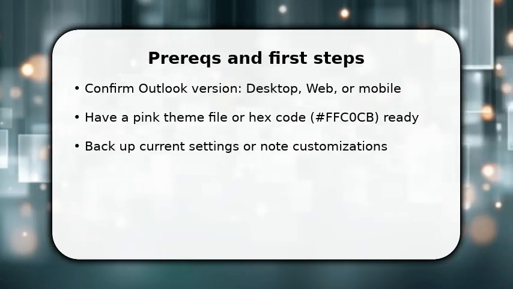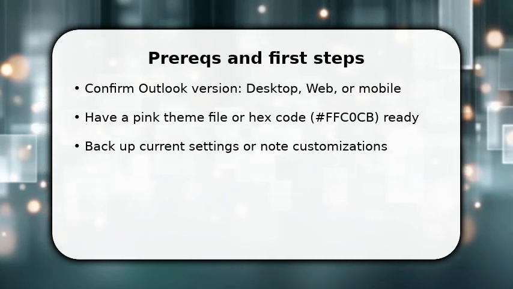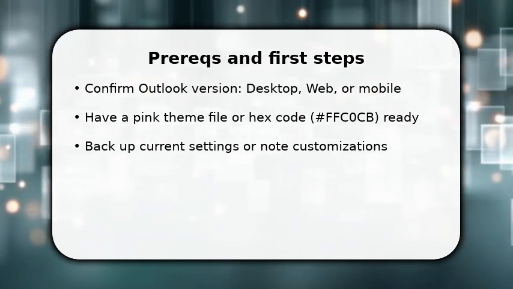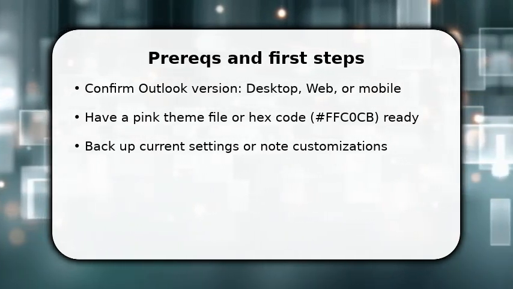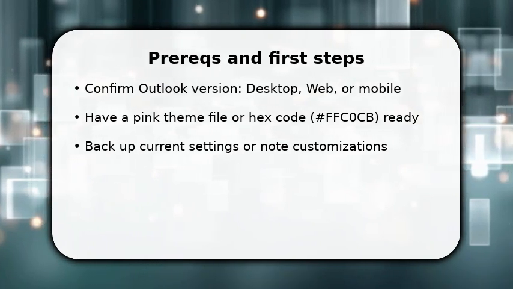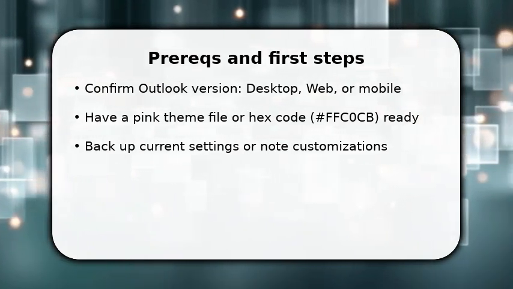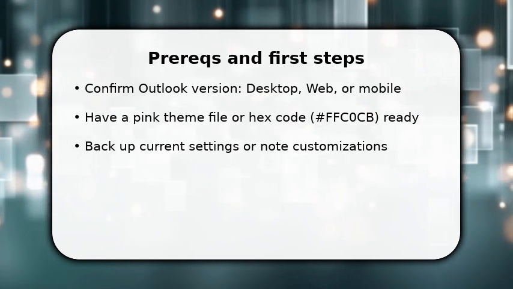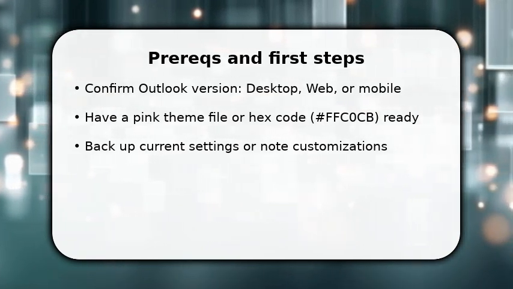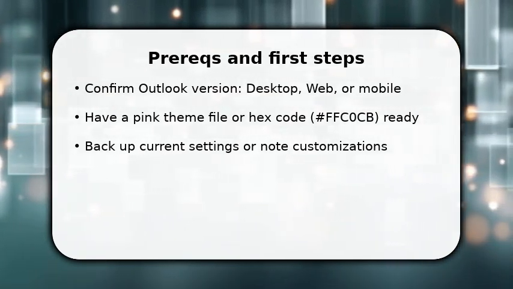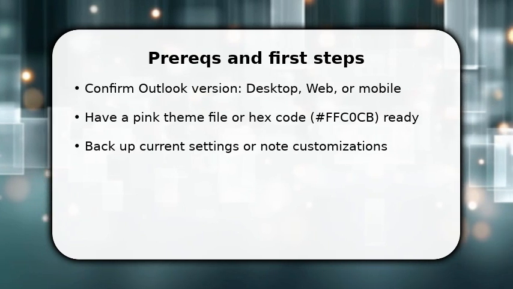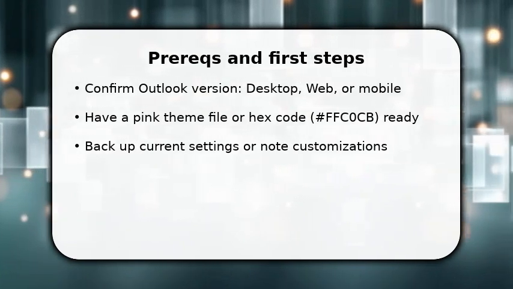You'll start by confirming which Outlook app you use and preparing your pink assets. This matters because settings differ between desktop and web. Once you know the version, copy a pink hex code like #FFC0CB or locate a theme image you want to apply. Make sure to back up or note existing theme and view customizations so you can revert if needed.